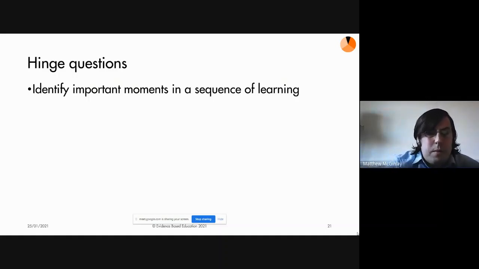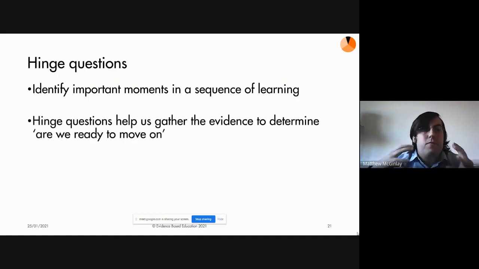And I think multiple choice questions, in particular, can be really useful as hinge questions, because they can give you a very quick overview. Often, using tools like Google Forms or even Padlet can help you very quickly determine whether our students have understood what we want them to know, so we can move on.